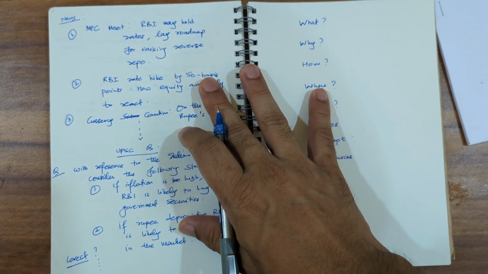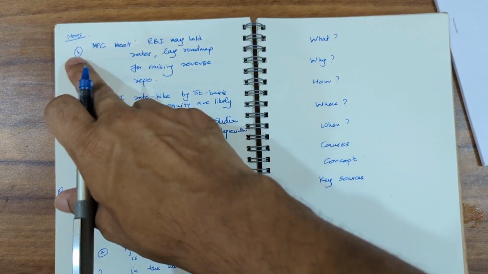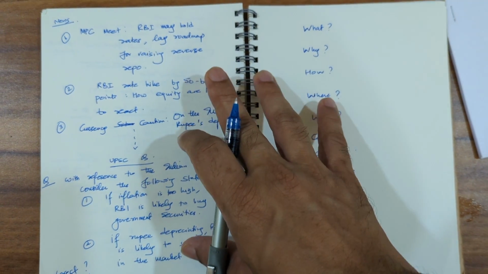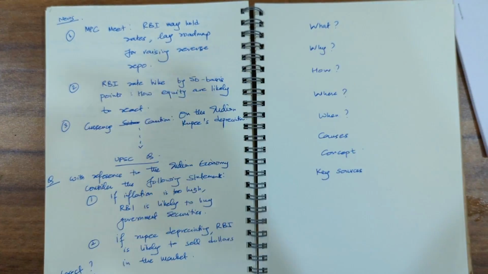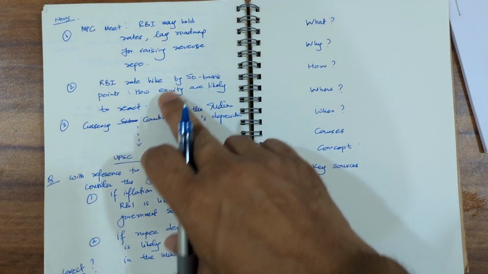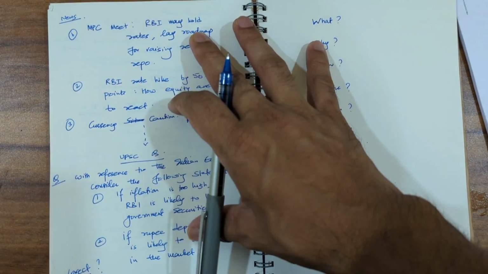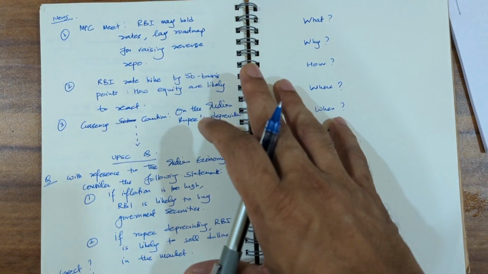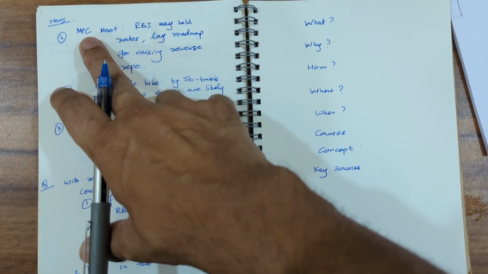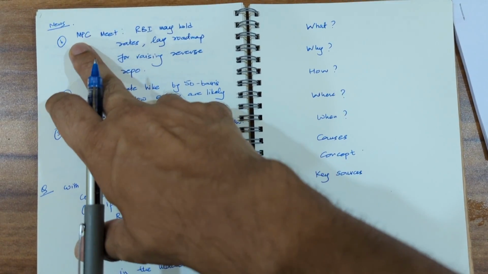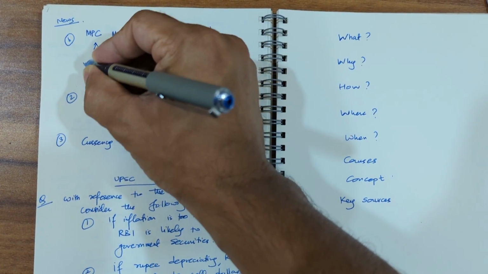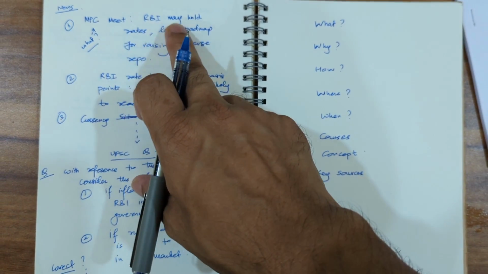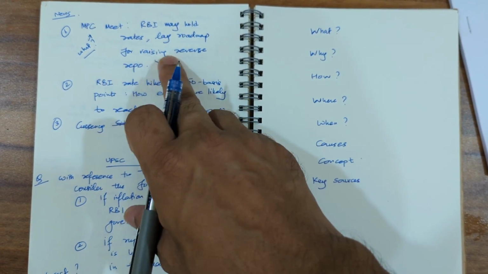So here we have our example where I have first given some news headlines that came in The Hindu or Indian Express, the newspapers that you are actually reading for UPSC preparation. Then I have gone ahead and given a UPSC question and shown how you can link these two, how you can create a framework for yourself to study better for UPSC. So the headline is: MPC meet. Now, what is MPC? That question should come to your mind, right? MPC meet, RBI may hold rates, lay roadmap for raising reverse repo.